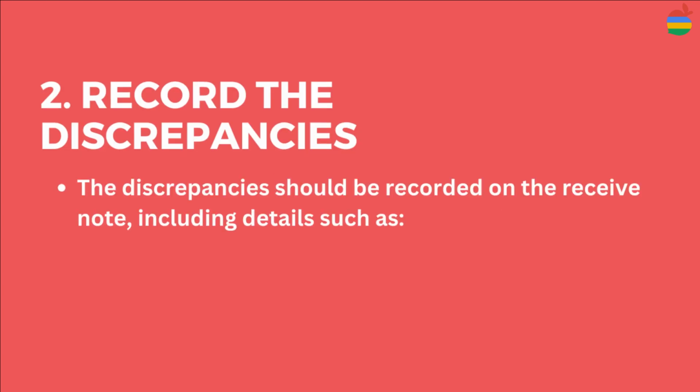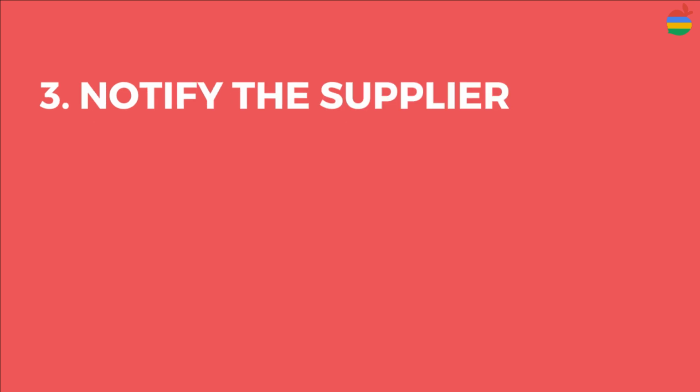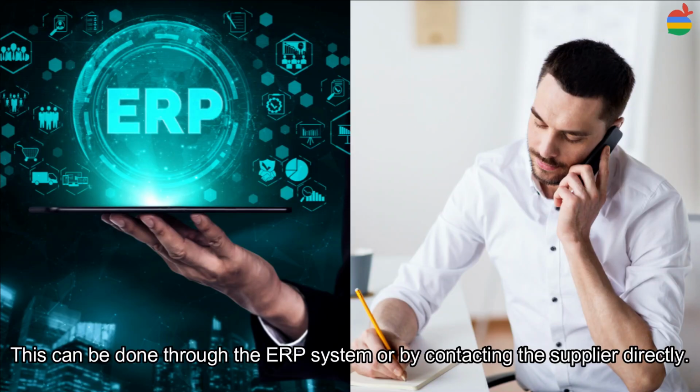The discrepancy should be recorded on the receipt note, including details such as the supplier, the goods received, and the nature of the discrepancy. Number 3, notify the supplier. The supplier should be notified of the discrepancy as soon as possible. This can be done through the ERP system or by contacting the supplier directly.